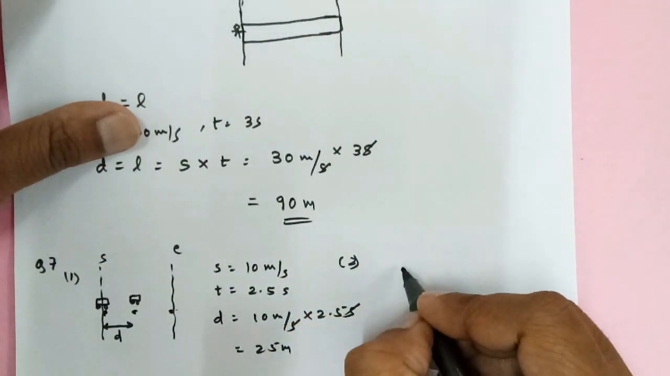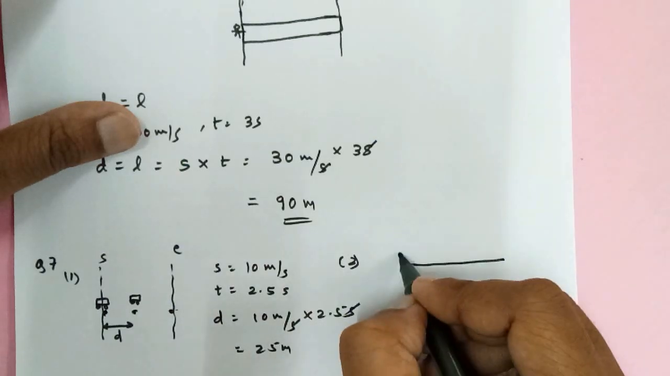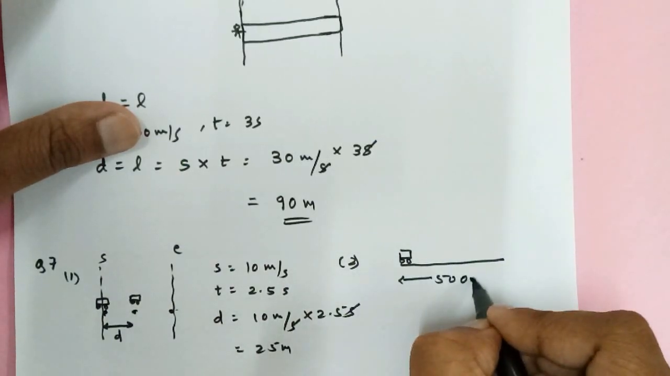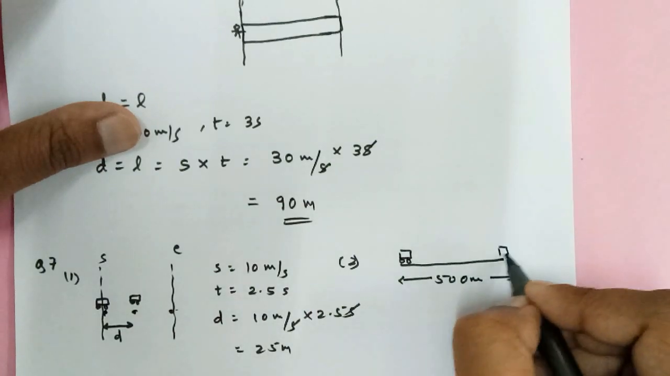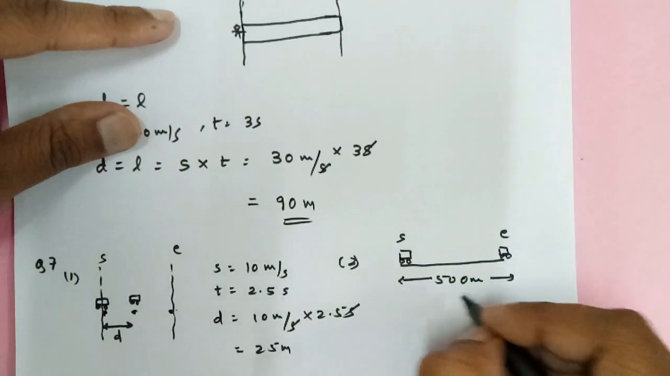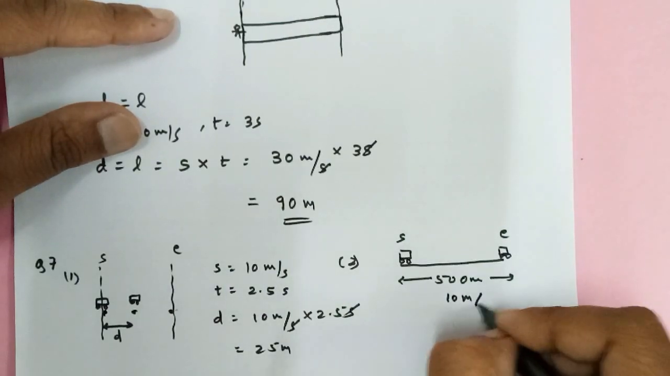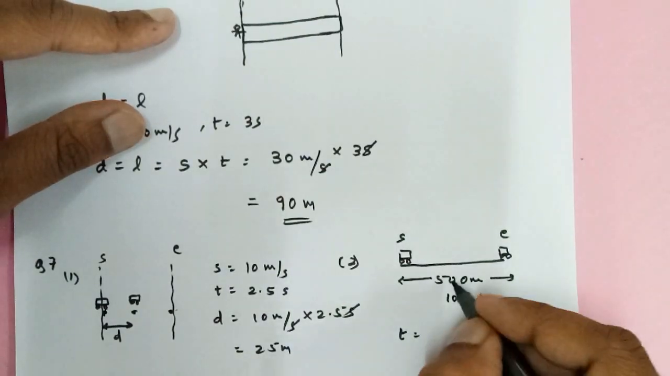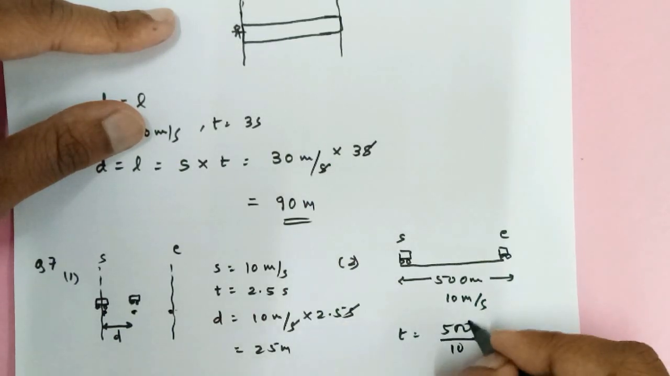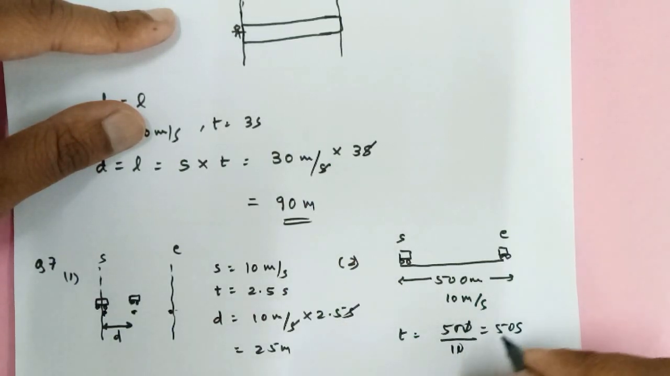In this, the total distance traveled by the car is 500 meters. This is the start of the town, this is the end of the town. Now the speed of the car is already given as 10 meter per second. So time is equal to distance upon speed. So the answer is 50 seconds, right? Okay.